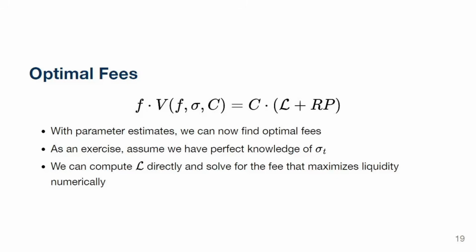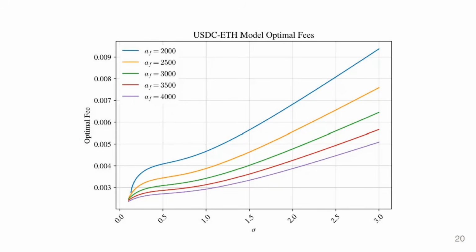If I have perfect information of the next time period's price volatility, I can compute this impermanent loss term directly. If I assume a log normal distribution on V times P of t sub t minus 1, I can directly solve for this impermanent loss. Then I can plot what the optimal fee should be given perfect knowledge of the next period's price volatility. The interesting thing to note is that as price volatility goes up, our optimal fee should go up as well. It's an intuitive result, but I think a nice validation.